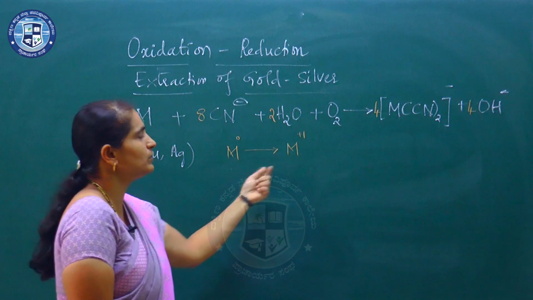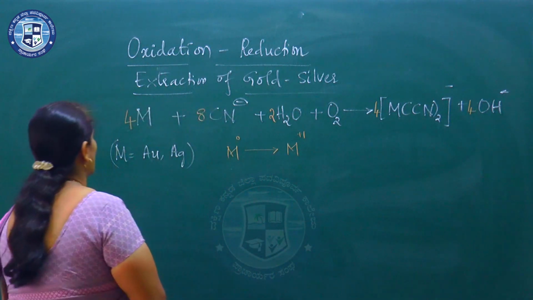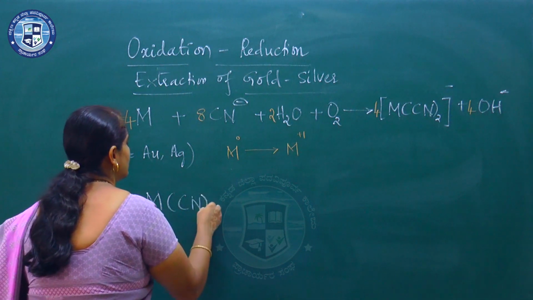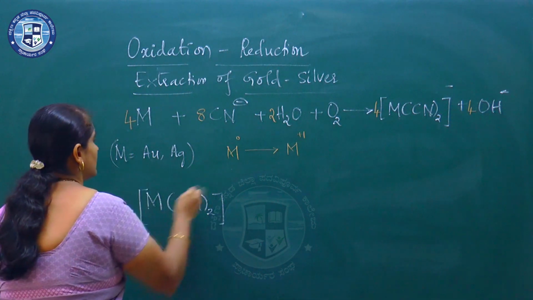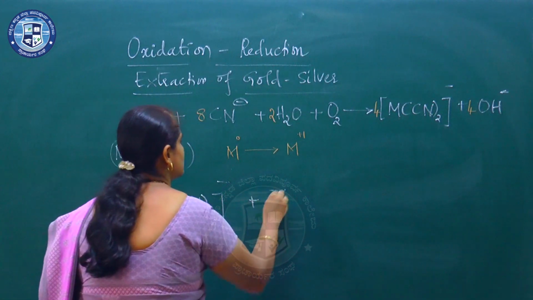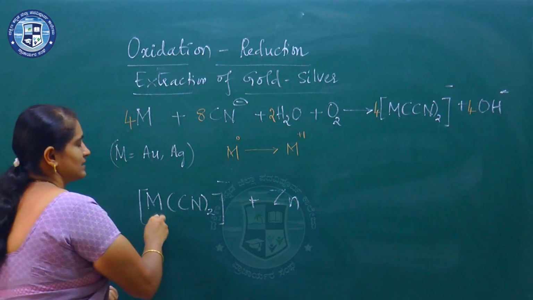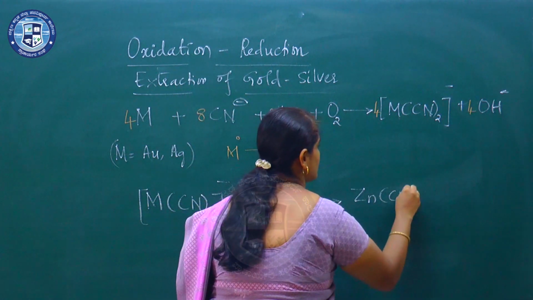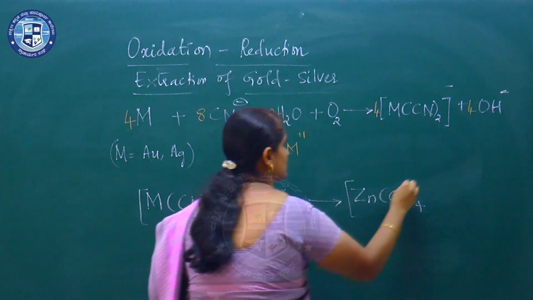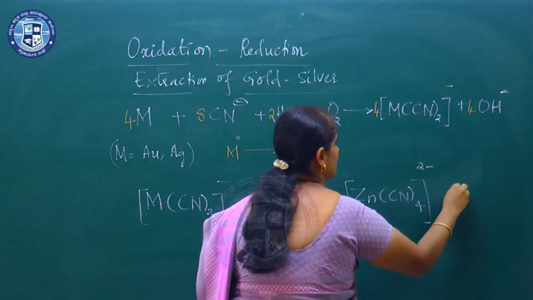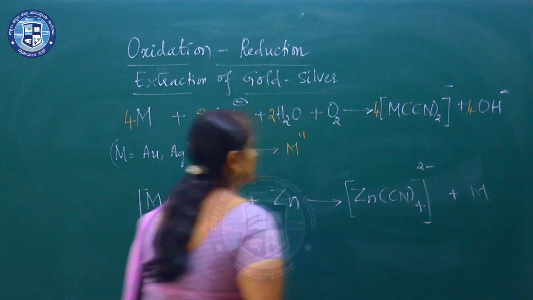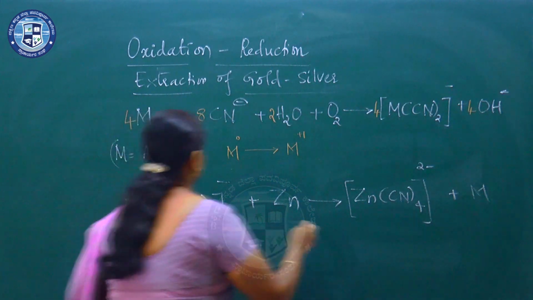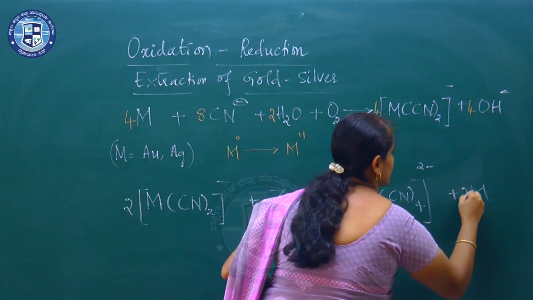In the next step, what do we do? We take this, isn't it? If you just recall, we take the same complex of gold and finally we displace it by reacting with zinc. So zinc will replace this particular metal and I have Zn(CN)4 2 minus plus M. So here I have 4 CN, in that case to balance I will take it as 2 M(CN)2 and here I will make it 2M.